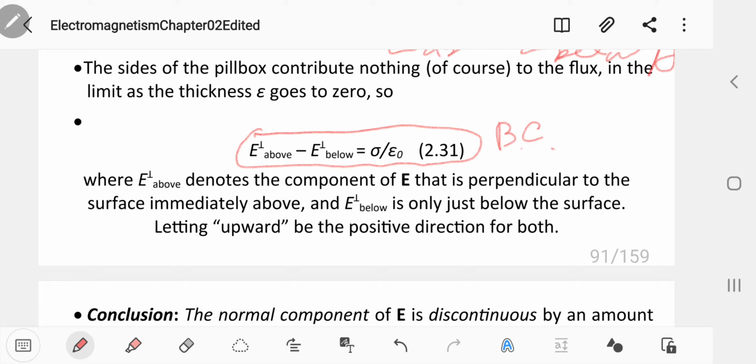where E perpendicular above denotes the component of E that is perpendicular to the surface immediately above, and E perpendicular below is the electric field just below the surface. So we let the upward direction be positive. Of course, you can use the direction below, but the answer will just be the same. The direction will just be reversed, but the magnitude would just be the same.